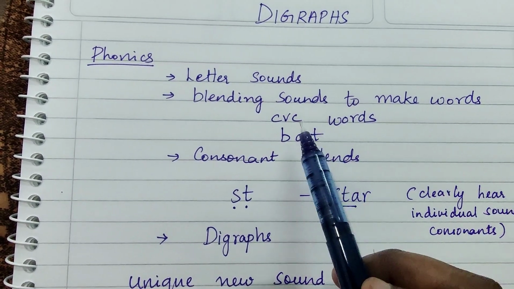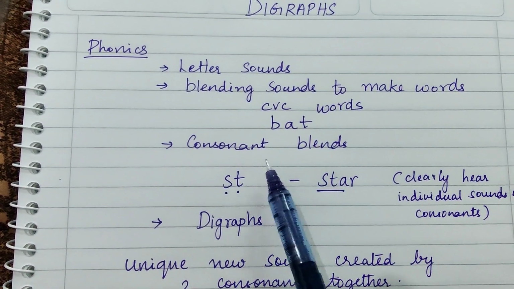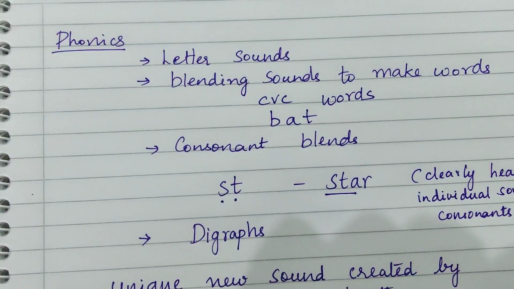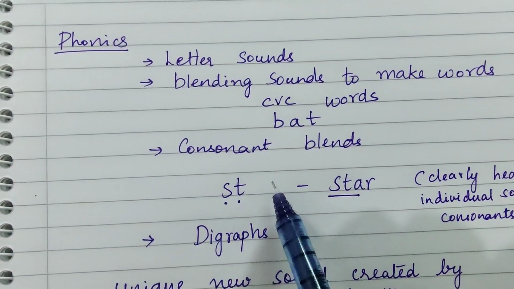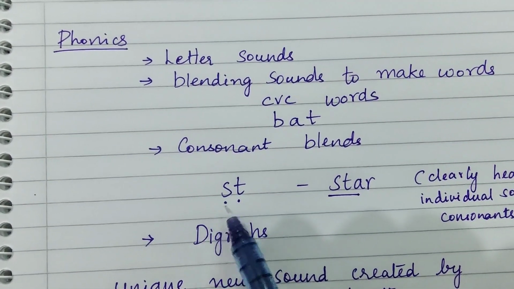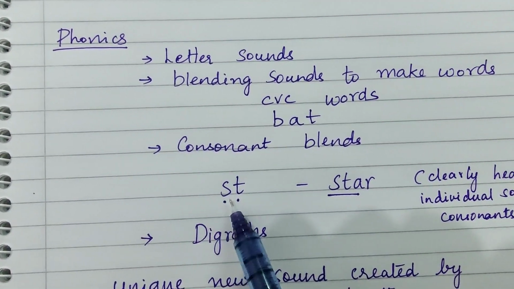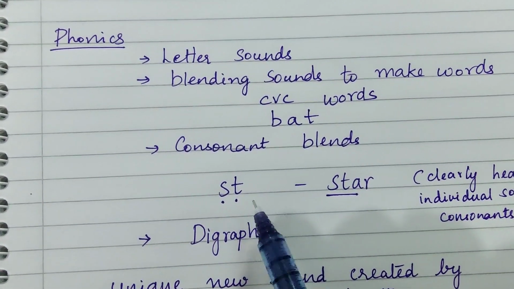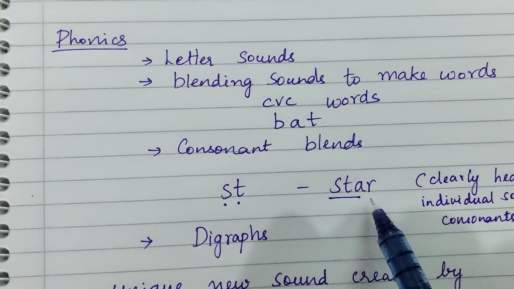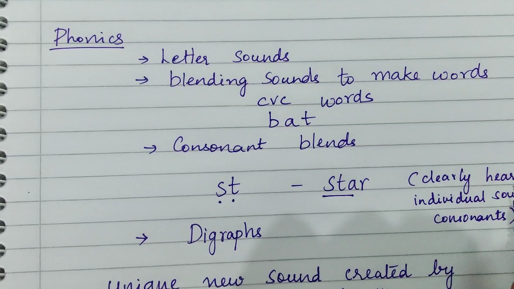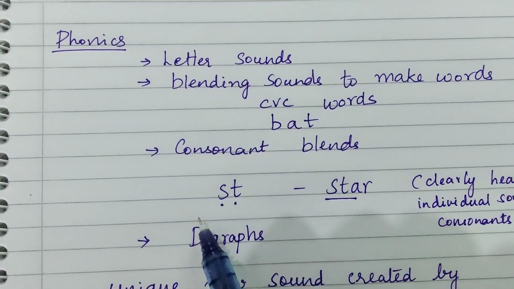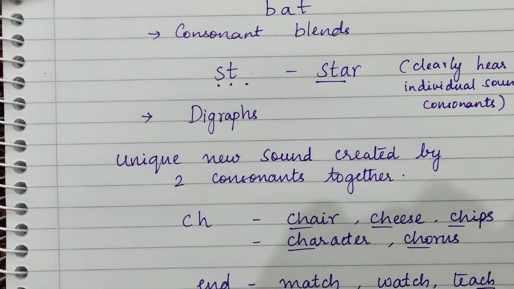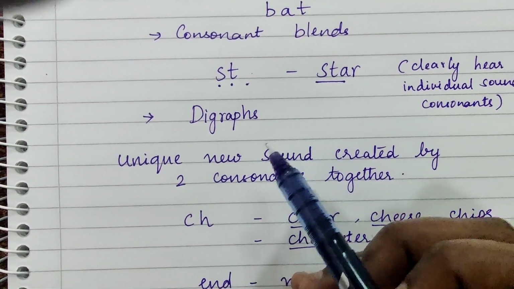So once blending sounds is mastered, we can teach them consonant blends that we saw in the previous video. A consonant blend is a sound formed by two consonants together. That is here, st, as in star. So here we clearly hear the individual sound of each consonant, that is, st.